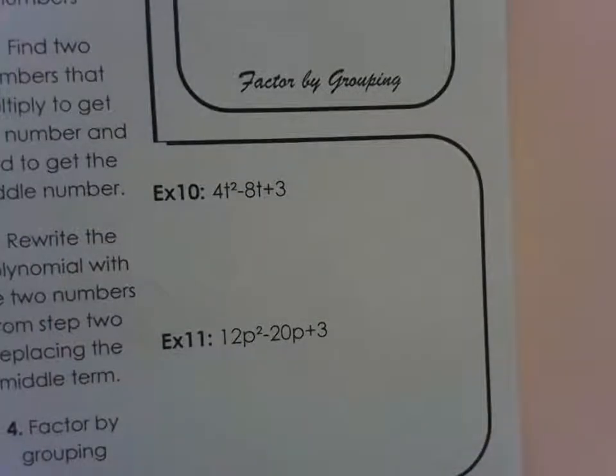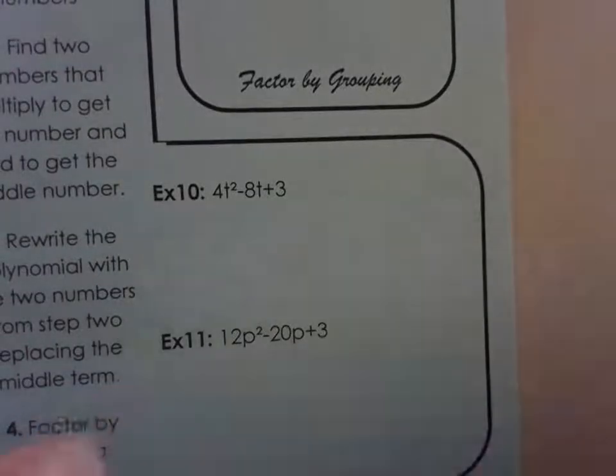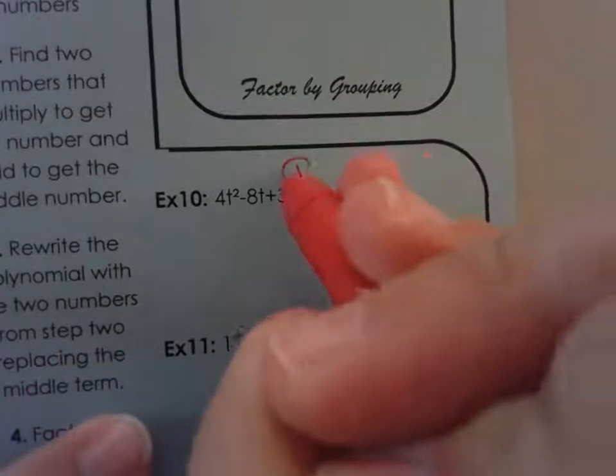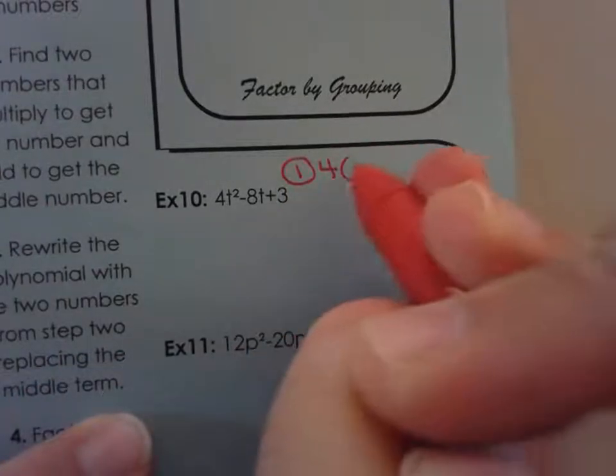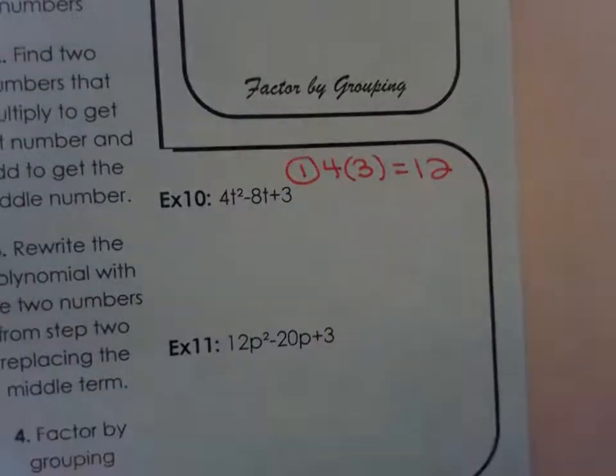Let's look at example 10: 4t squared minus 8t plus 3. 4 and 8 have a GCF, but the 3 screws it up. So there's no GCF. I notice it's a trinomial. There's a 4 in front of the t squared, so I'm going to have to do it the long way. I can't do the shortcut with the 2 parentheses and t's in front. First step: multiply what 2 numbers? 4 and 3, which gives you 12.